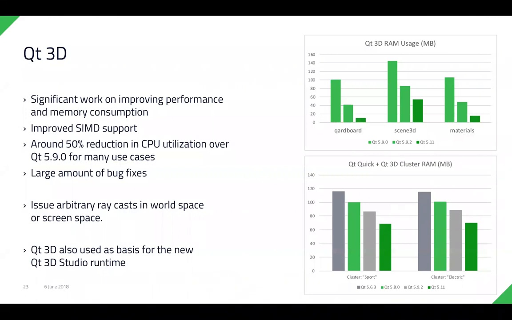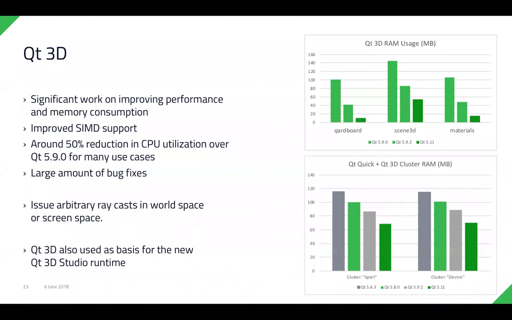If you look at the cardboard example, one of the simplest examples we have, it went down from 100 to almost 10 megabytes with 5.11. Of course, if you look at the second example, Scene 3D, you can see that this is really what we cut off, that overhead. So if you have a more complex scene, of course that will take up its memory. But at least we got rid of that one. And we've also done a lot of work there to improve on the performance side.